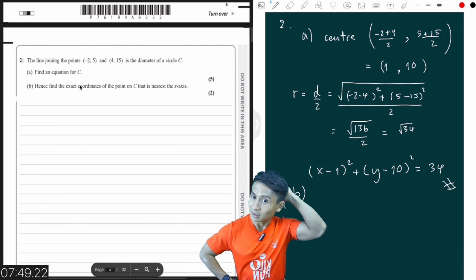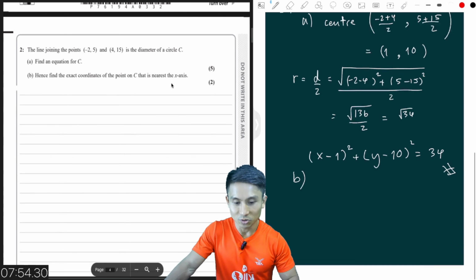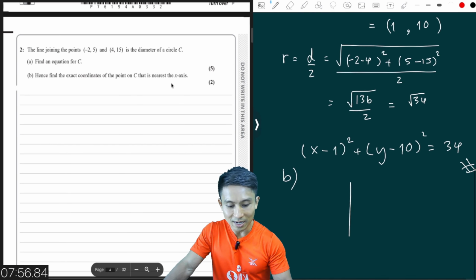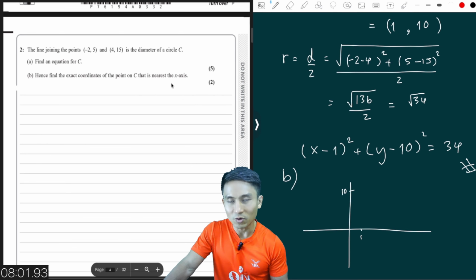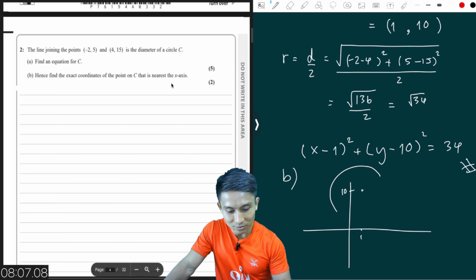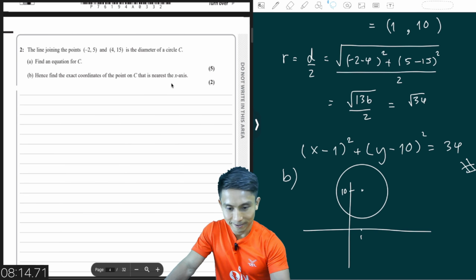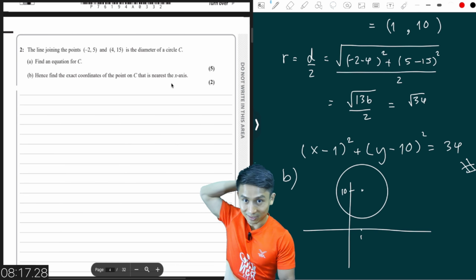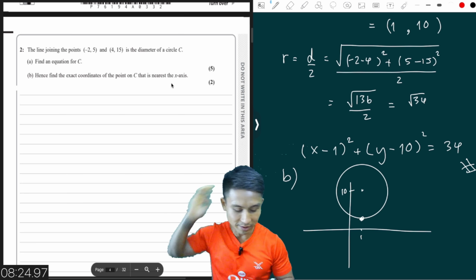Part B, hence find the exact coordinates of the point on C that is nearest the x-axis. All right, so nearest the x-axis, we should get an idea of this circle first. So it's 1, 10, so this is 10, this is 1 maybe. And the radius is about 5-ish, about 6, so should look something like this, right? Not touching x, because the radius is just about 6-ish. So the exact coordinates of the point nearest the x-axis would be this point then. Make sense? This lower point.